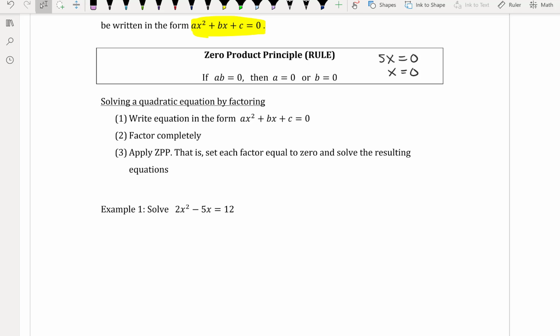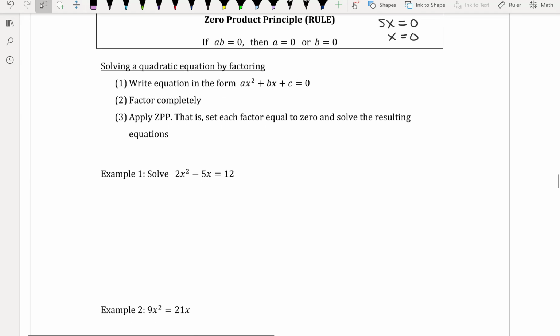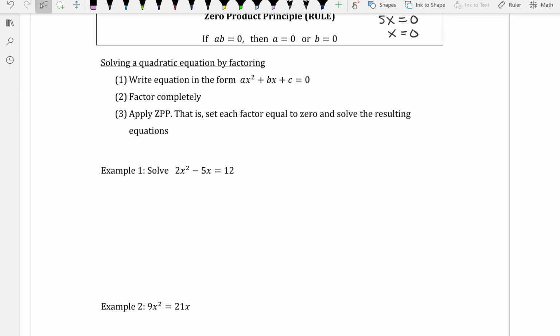Solving a quadratic equation by factoring. Here are our steps. For example number 1, it says to solve. Step number 1 says write the equation in the form ax squared plus bx plus c is equal to 0. The most important thing you want to realize here is that the first thing you want to do is set to 0. You want to make sure that it equals 0. So that's going to be my first step.